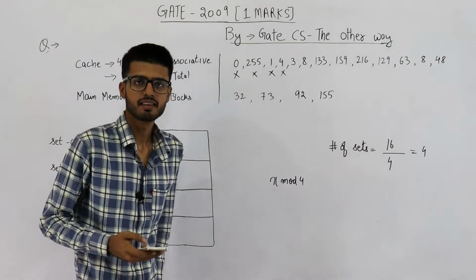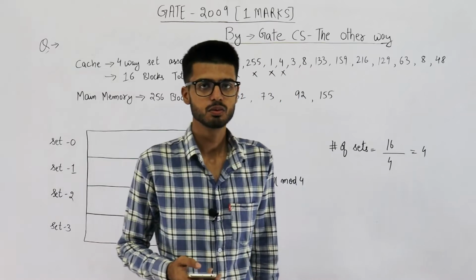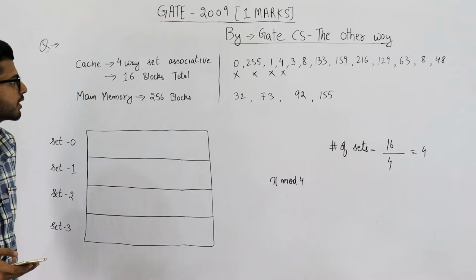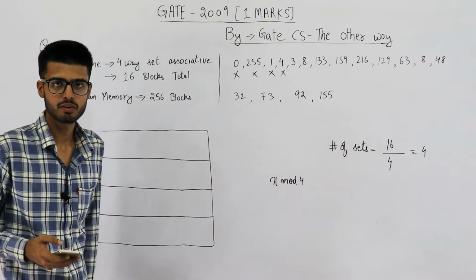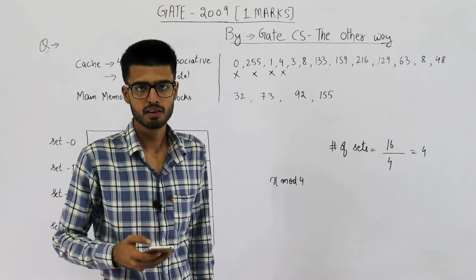Hello there students. This is a question from GATE exam of 2009. It's a 2 marks question based on four-way set associative mapping and LRU replacement policy. Let me read out the statement, then we'll be solving it.